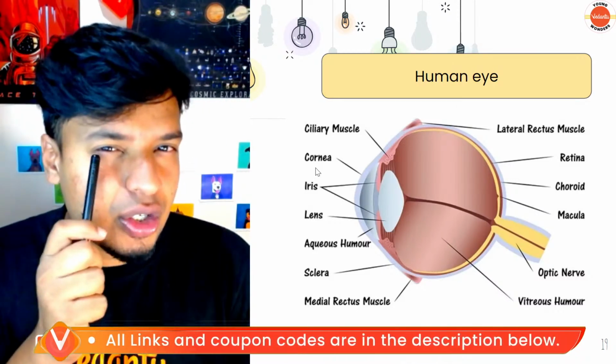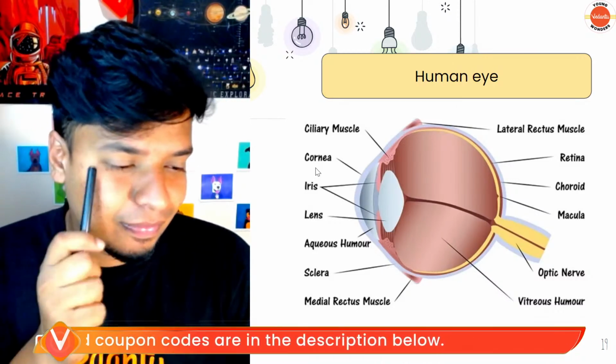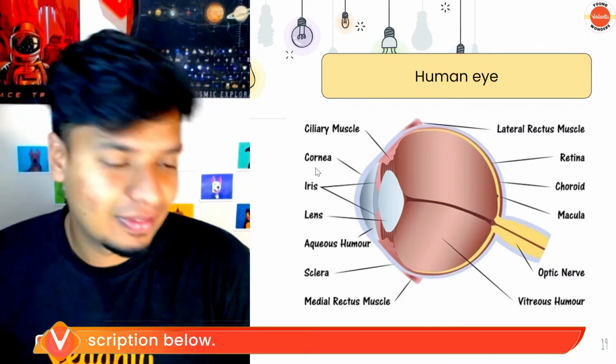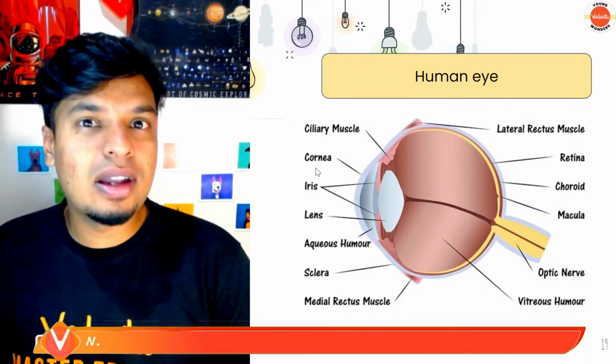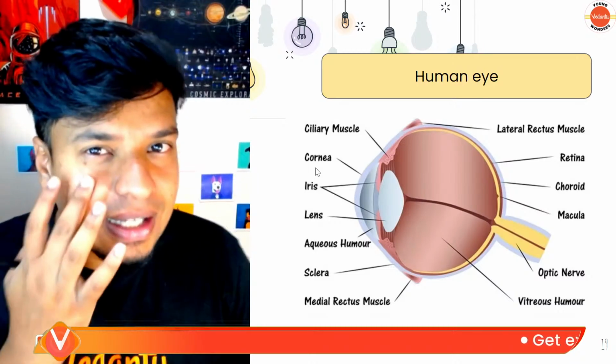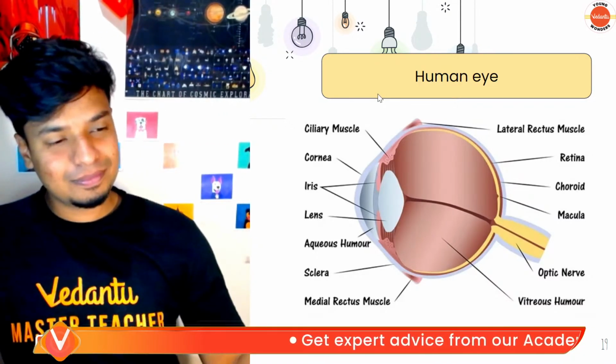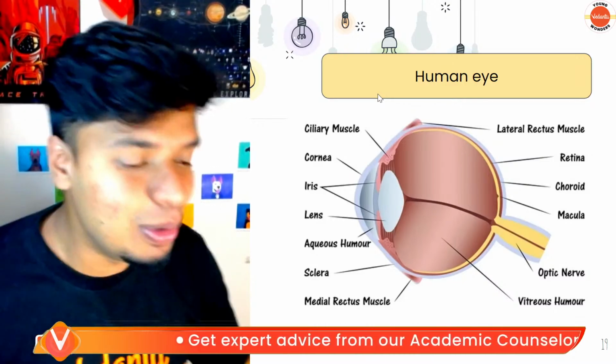The blackish part, the one that gives our eyes the color. Quickly tell me what color eyes you guys have. Mine is, I think, black. What color do you guys have? Anybody has green eyes, blue eyes? Anybody?